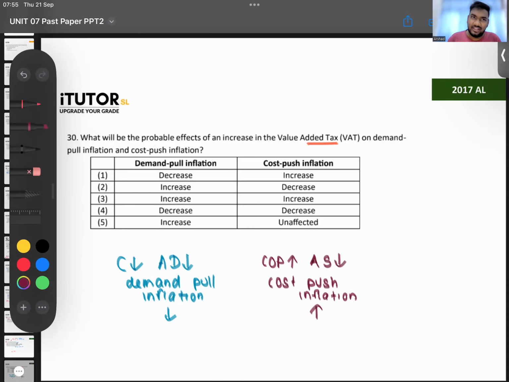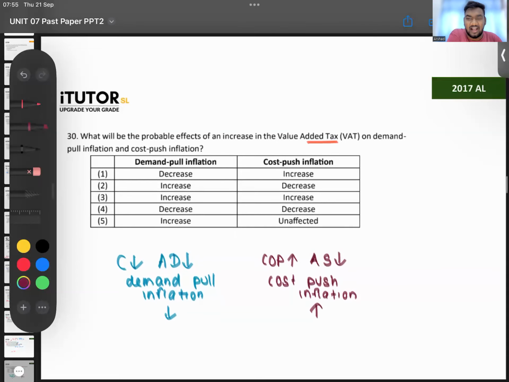This can be argued in so many different ways. I remember, this is the A-level paper that I also did. I was thinking of this in so many different ways. For example, you can say, if there is VAT, prices are going to go up, so demand pull inflation is going to go up. But that is the wrong way of thinking. Think of which components are going to get affected and then work with it. So when there is a VAT, consumption will come down because people don't like to buy. Yes, cost push inflation increases.